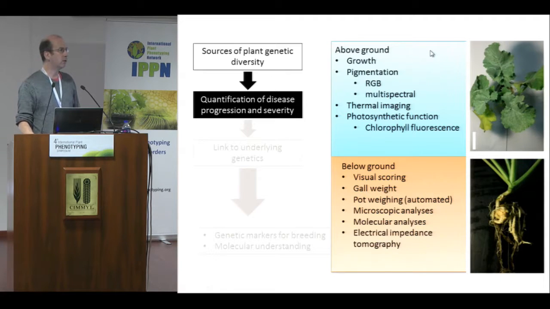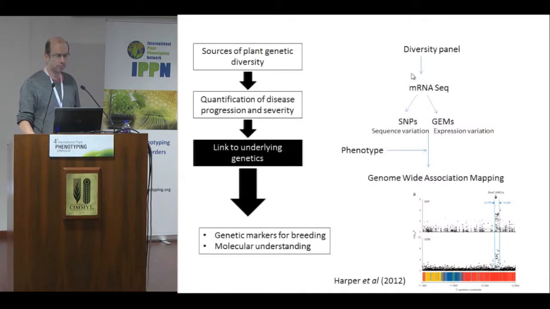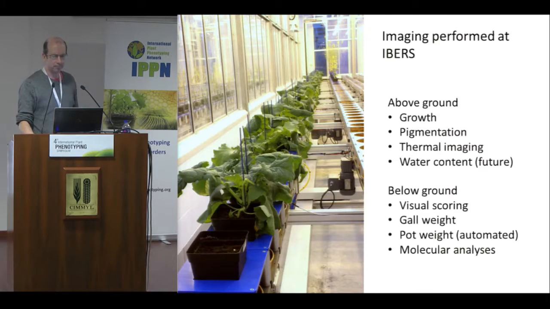But also what we want to do is to look at above ground signals of below ground diseases. So growth, pigmentation, RGB or multispectral, thermal imaging, and photosynthetic function, especially chlorophyll fluorescence, because that's something that I have some background in. And then we're linking that to underlying genetics, and in the Brassicas, that's quite complicated, so we're collaborating with Ian Bancroft's group at York, who's using association transcriptomics to do that. So I'm not going to talk about that very much today, because that's his area and not my area.